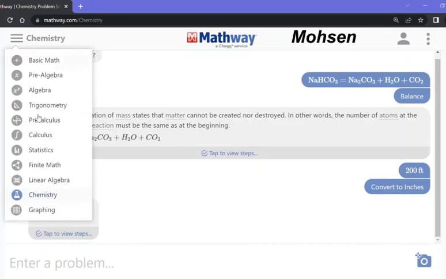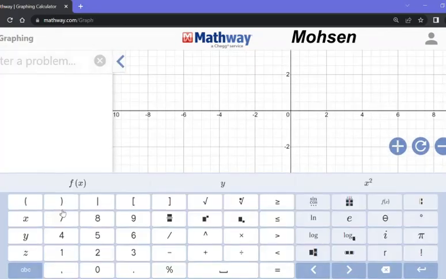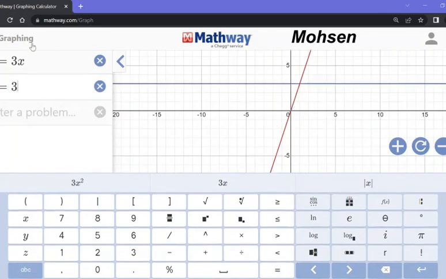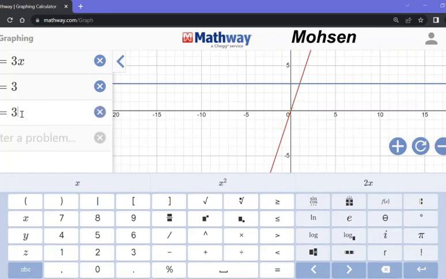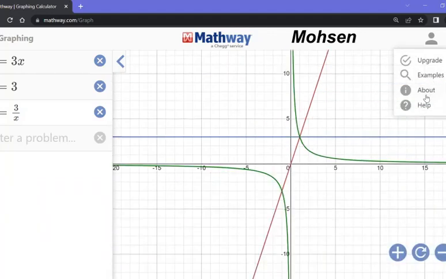The last mode is graphing. You can graph any function or any equation you want. For example, y equal 3x. He graphed a linear function. Y equal to 3. It's a horizontal line. For example, a radical function y equal to 3 over x. He graphed it. You can graph any function you want or any equation you want. That's it for all the modes in Mathway.